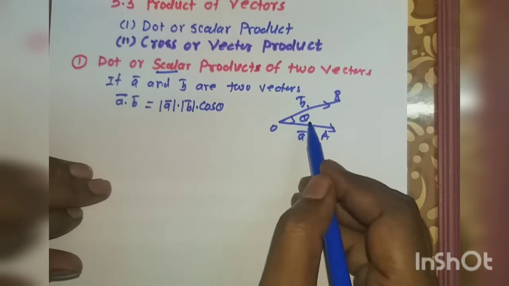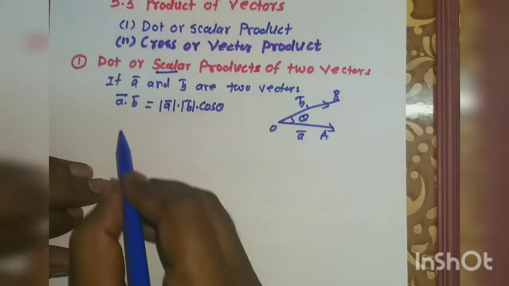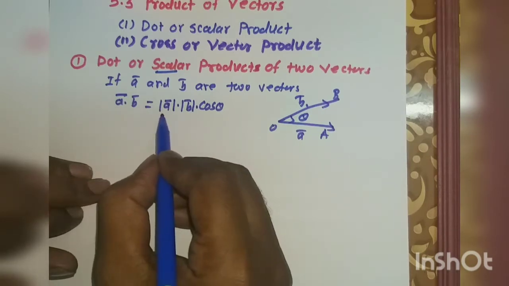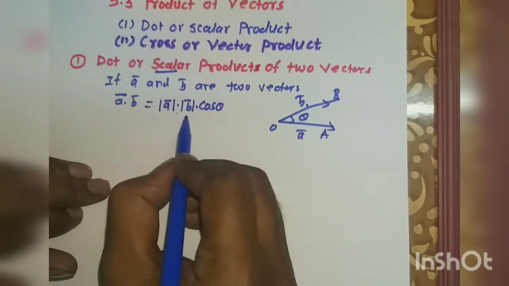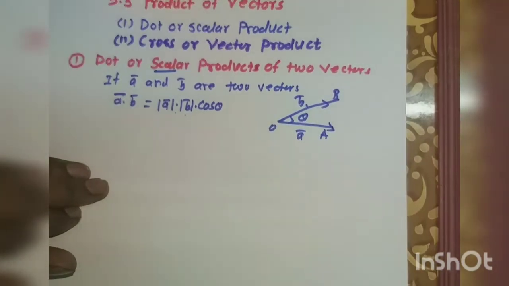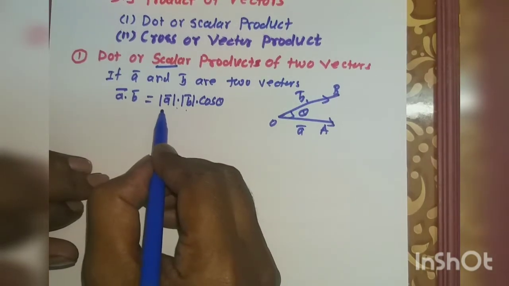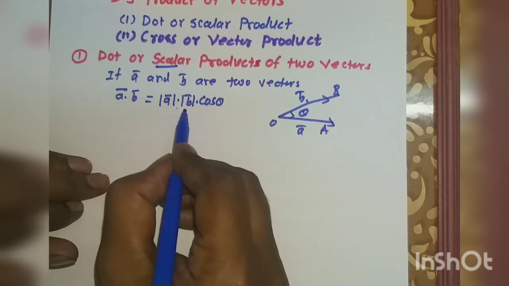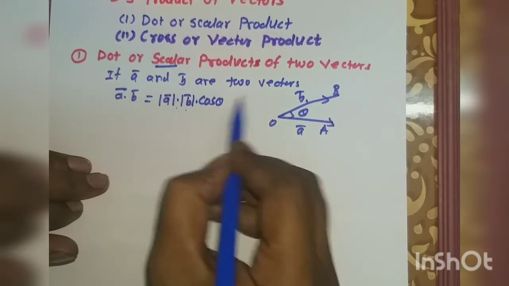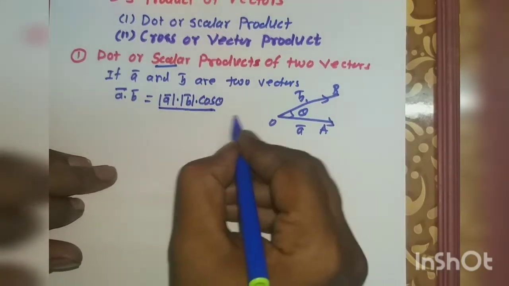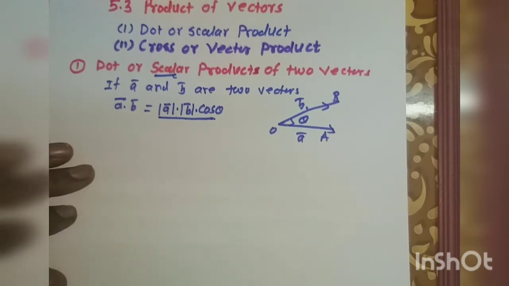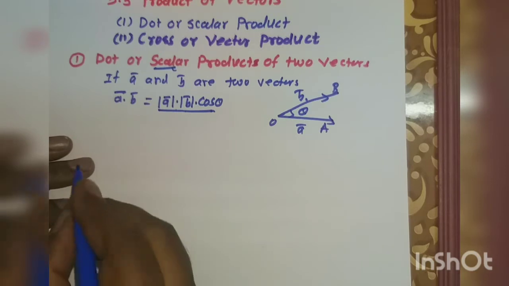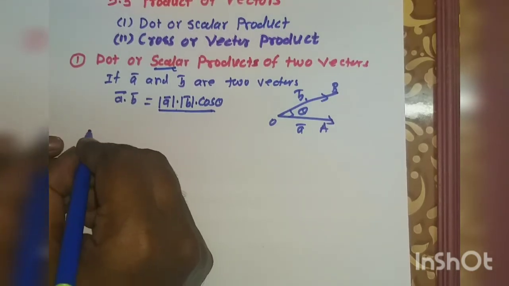Then we take its scalar or dot product and define a bar dot b bar is equal to mod of a bar into mod of b bar, that is the magnitude of these two vectors, into cosine of the angle between them. Here in the right hand side, mod a bar is a scalar quantity, mod b bar is also a scalar. The value of cosine theta is a scalar. That means the right hand side is a scalar. Therefore, such a type of product is called the scalar product of two vectors. Now, we find some rules or properties.